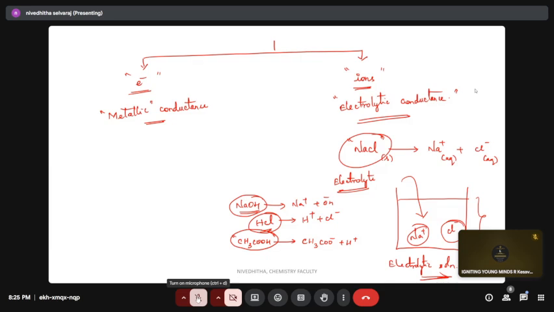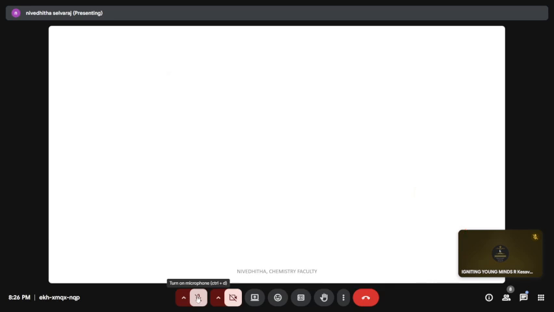Fine. So in this chapter, we want to discuss electrical energy and chemical energy, and we're going to see the relationship between these two energies. Now we'll get into the chapter. Till now, we have seen the fundamentals. Now we're going to understand the term cell.